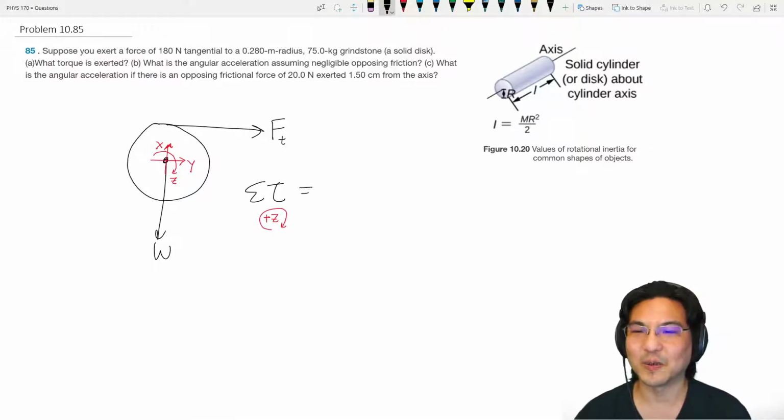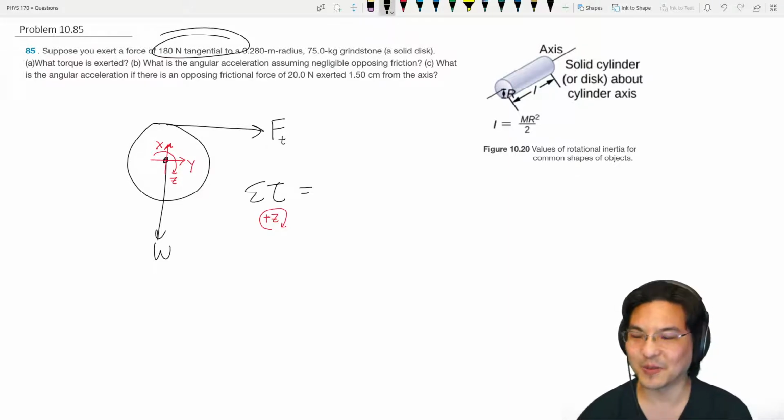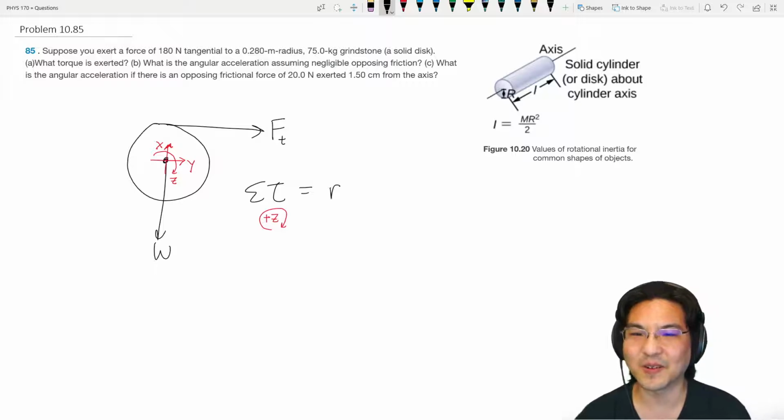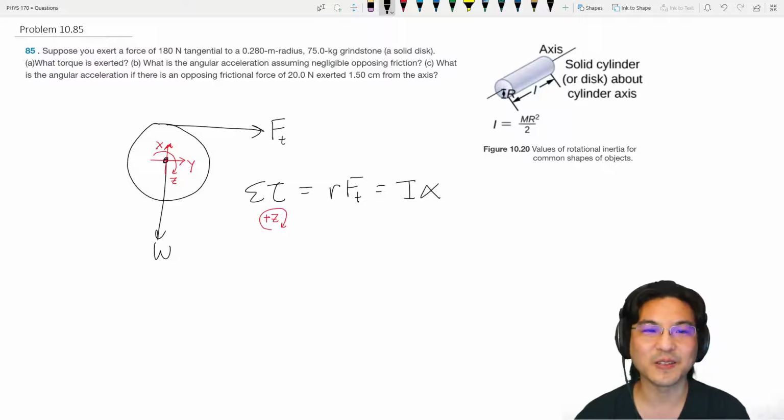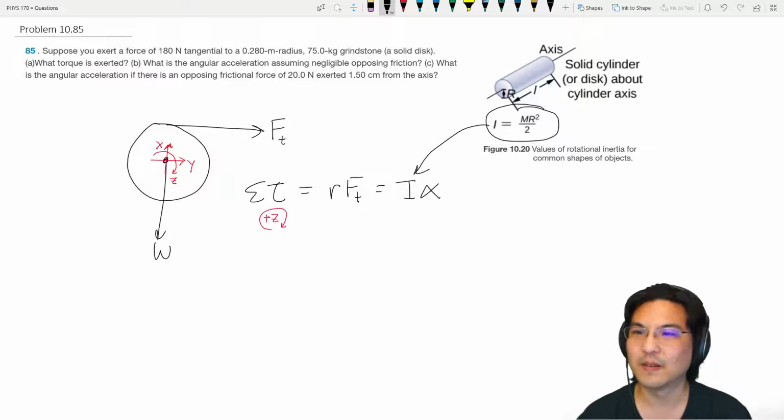So then the torque would be r cross F, which are actually perpendicular, right? Because it's tangential to the surface. So r times F. And that's it. That's the only torque acting on this grindstone, equals I alpha. Okay, that's it, I guess. It's a disk, so we just take the moment of inertia, and that's that. Okay, what's the torque?